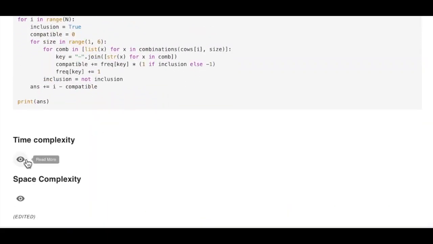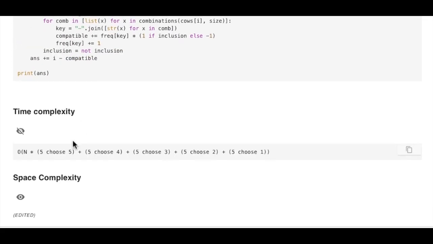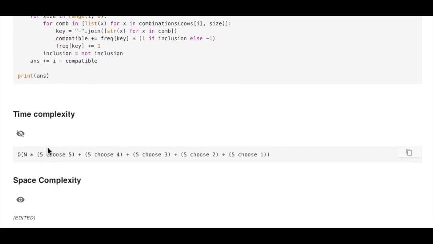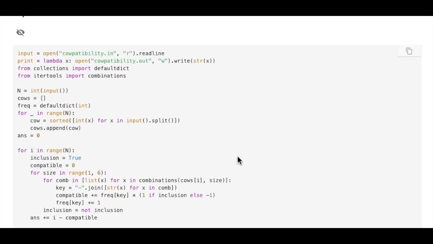For the time complexity, it will be O(N). As you can see, we are looping in here. And for each size, we are going to do 5 choose 5, which is the last size, and then 5 choose 4, 5 choose 3, 5 choose 2, and 5 choose 1. But you might argue that all of this is just constant. So you can just say that it is just O(N), or the space complexity will be O(N). That's pretty much all. Let's try to submit the code.